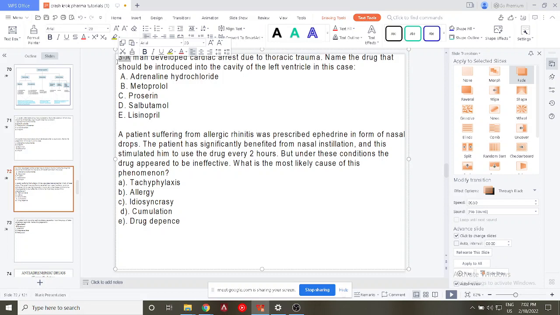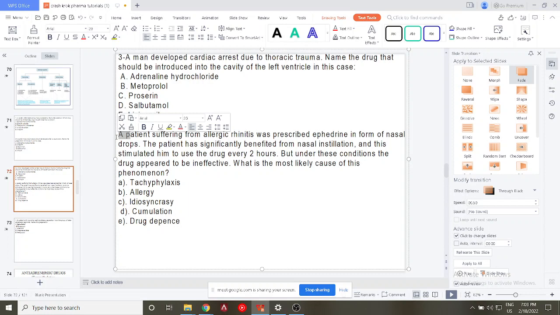A man developed cardiac arrest due to thoracic trauma. Name the drug that should be introduced into the cavity of the left ventricle. It's correct. So for cardiac arrest, we give adrenaline. Okay. Next question. Someone please read an answer.